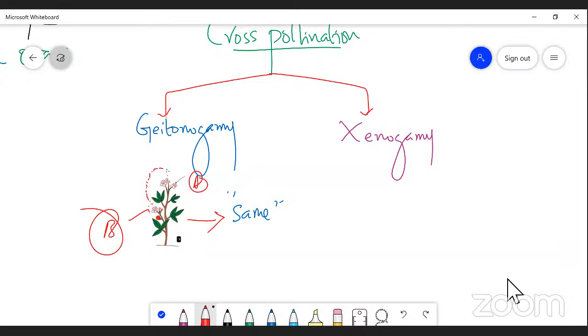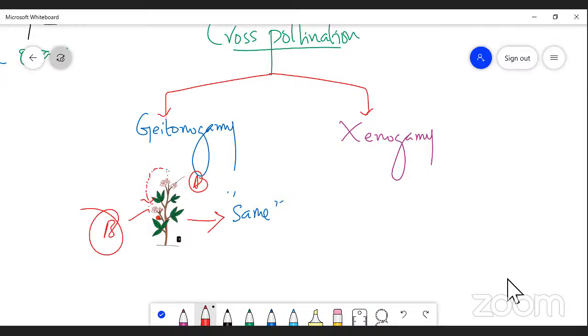At the same time, you can see another flower is going to receive pollen grain in the stigmatic region. That is called geitonogamy. We can say it is the transfer of pollen grain from anther to stigma that takes place in the same plant between two different flowers of the same plant. The plant is the same, but the flowers are different. Please understand, flowers are different, and the plant is the same, right?